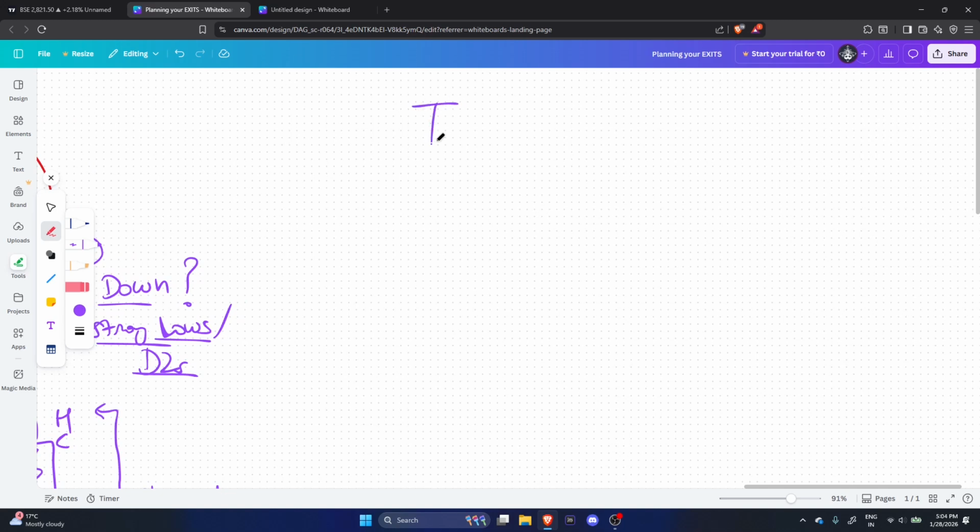So basically the point is trailing. How do we trail? Either you are just using price action.